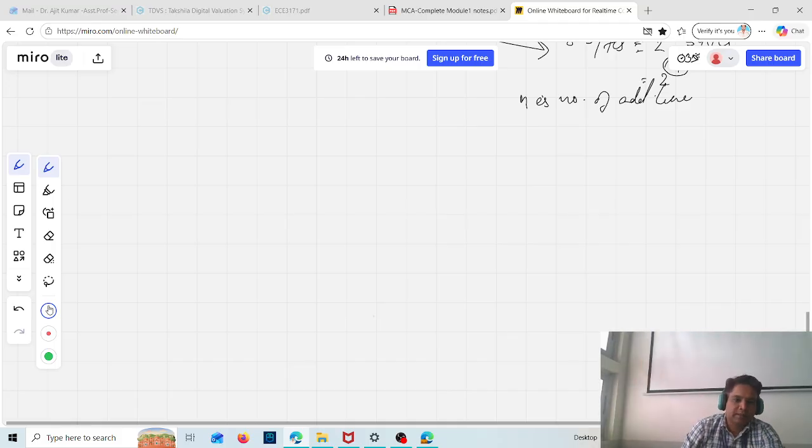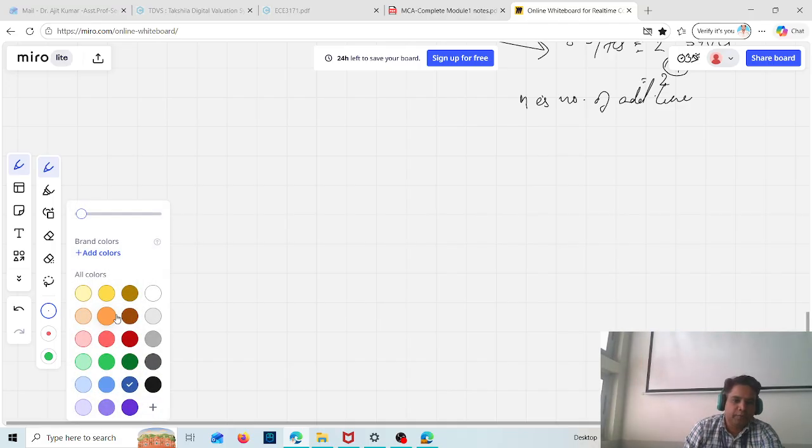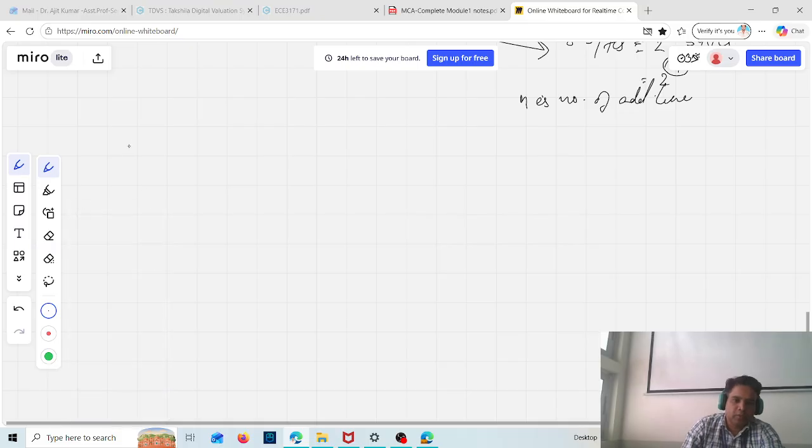Now, in our 8051 microcontroller, there is something that we have already discussed, that was on-chip memory and off-chip memory. So let us discuss here the memory chip.